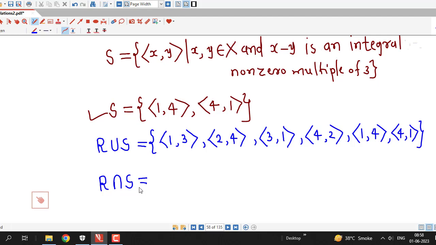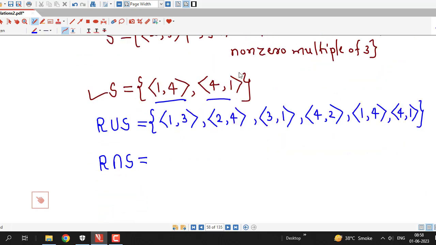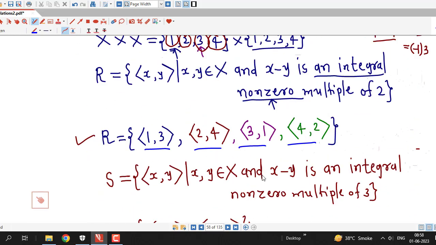Similarly, I have to decide R intersection S. R intersection S means the members which are common to R and S, or the elements which belong to R as well as S. So we can see 1 3 is not present in S, 2 4 is also not present, and 3 1 and 4 2 are also not present in S. Or we can check for these two elements, they do not belong to R. Therefore there is no member which is common to R and S, so the intersection is the empty set.